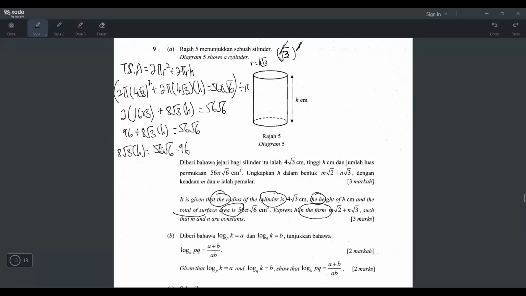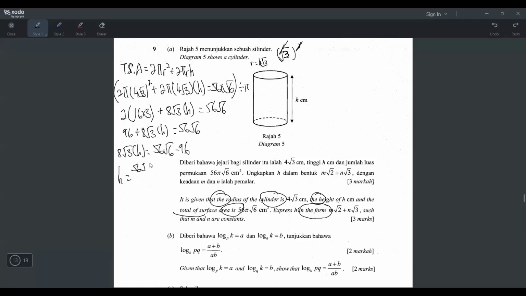Okay, please don't tell me you go and press 56 minus 96. Cannot. How can? This one has a square root, this one doesn't have a square root. So these are not the same term. It means you cannot subtract. It means this one cannot be done already. You cannot press the calculator, cannot. Just leave it like this. It really cannot be done.